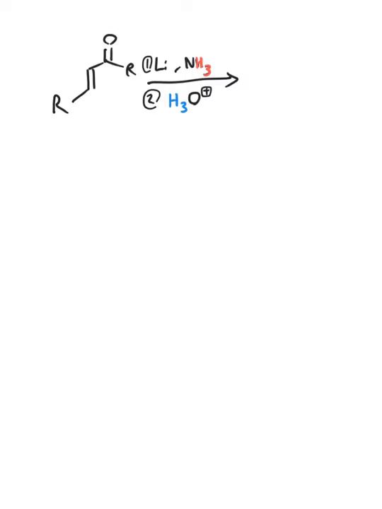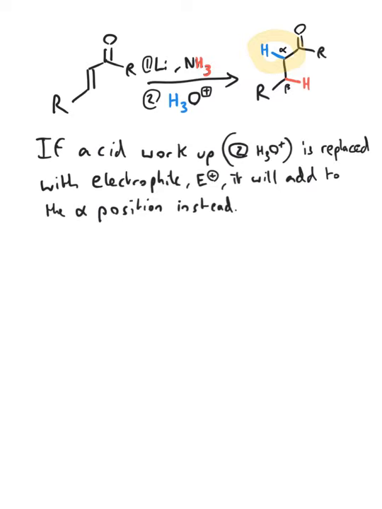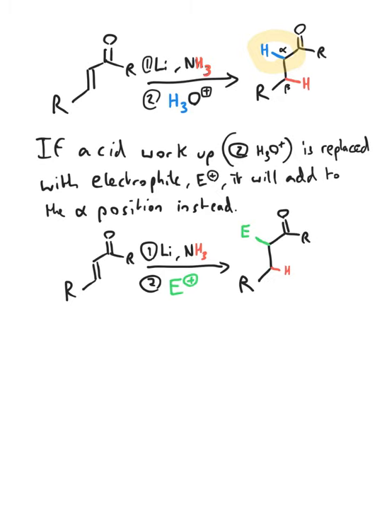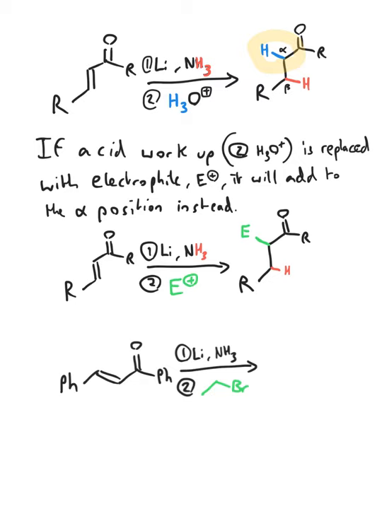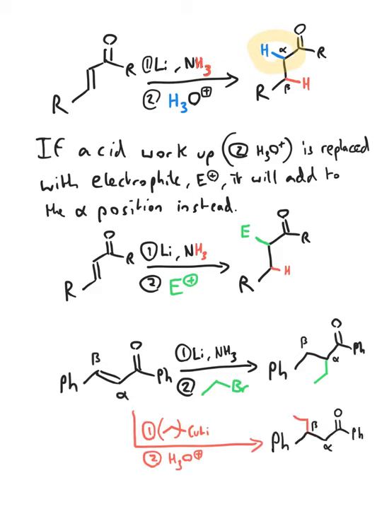It is important to note that when reducing an alpha beta unsaturated ketone, the second step is adding a proton to the alpha position. Now, a proton is an electrophile, so theoretically we should be able to exchange that proton for any other electrophile, and we should see the electrophile add to the alpha position. And in fact, this is what we see. If we follow the same conditions with lithium and ammonia, followed by, say, an electrophilic carbon such as an alkyl bromide, we will alkylate the alpha position, giving us a complementary method to, say, a beta addition with a cuprate Grignard.